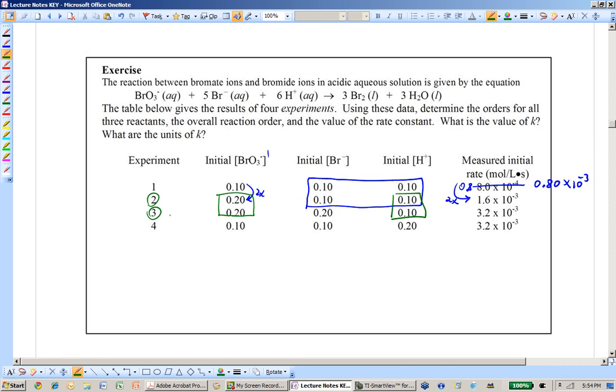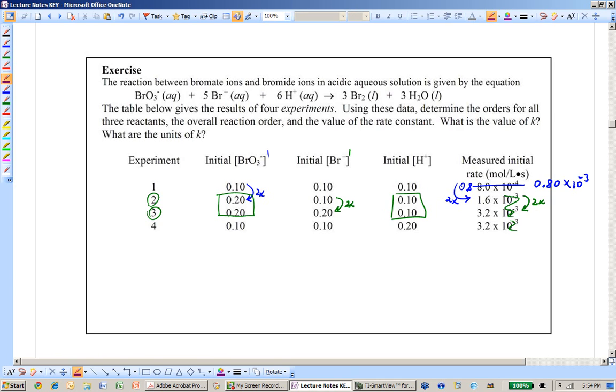For experiments 2 and 3, concentration of the bromate ion and the H+ ion is held constant. I'm going to get rid of that blue box. What happened then? Going this direction, this doubled. What did the rate do in response to that? It also doubled. Agreed? 1.6 twice is 3.2, but you can ignore this part since they're all the same. So that's also a first order. So we're doing good so far.